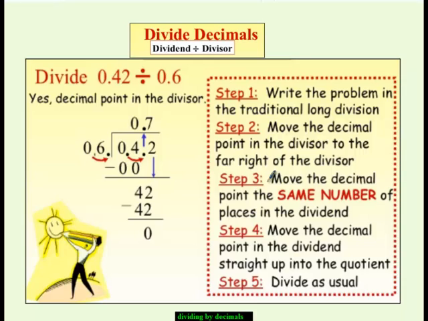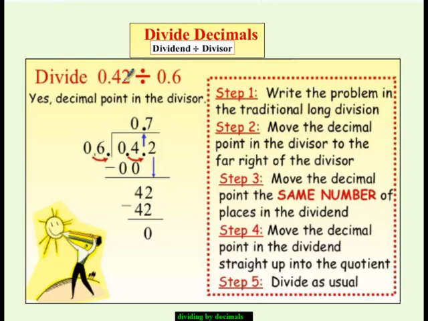Here I have the number 0.42 divided by 0.6. First of all, I can't have any decimals in the divisor. So what should I do? I have to remove the decimal. How should I remove it? I'm going to multiply by 10 or 100 or 1000.